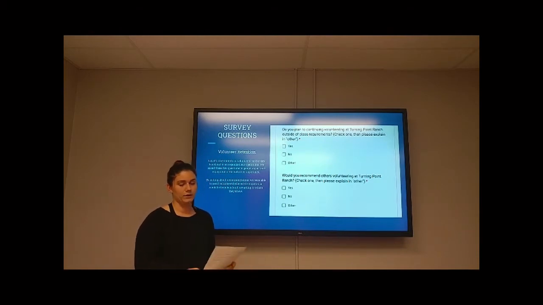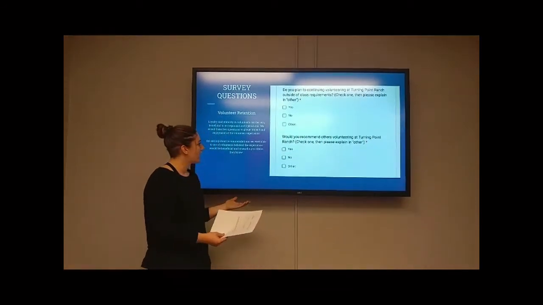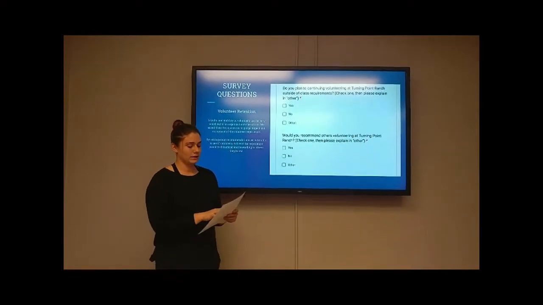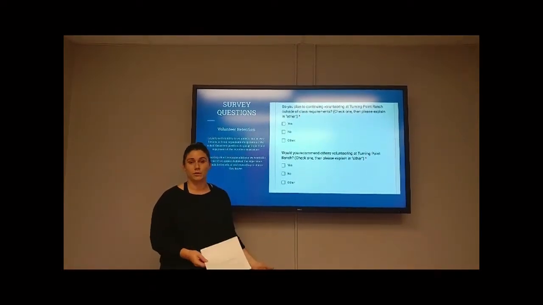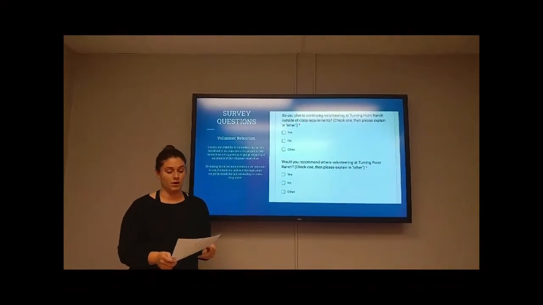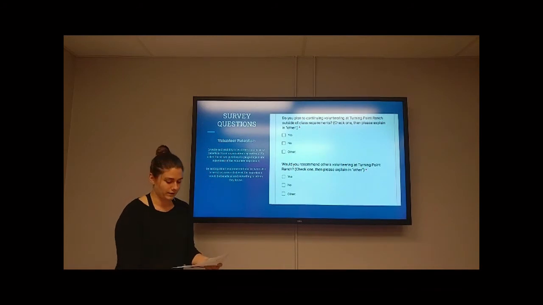Along with that, we wanted to find out if the volunteers were interested in recommending others to Turning Point. By seeing that and gaining that data, we're able to know if they believe the experience was beneficial and rewarding enough to want others that they may know to have the same experience with Turning Point.